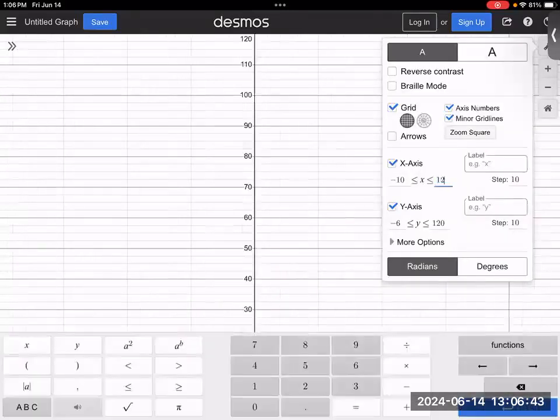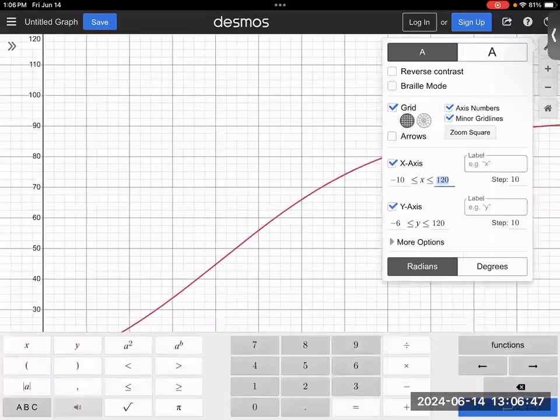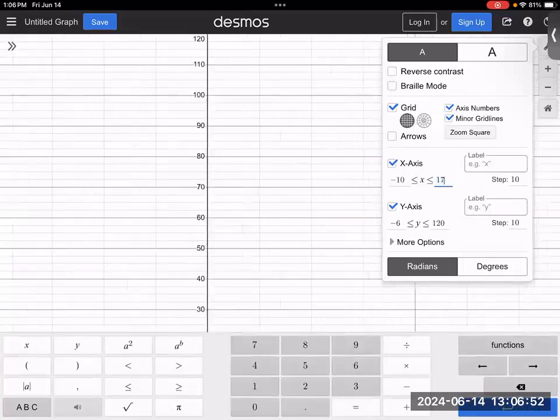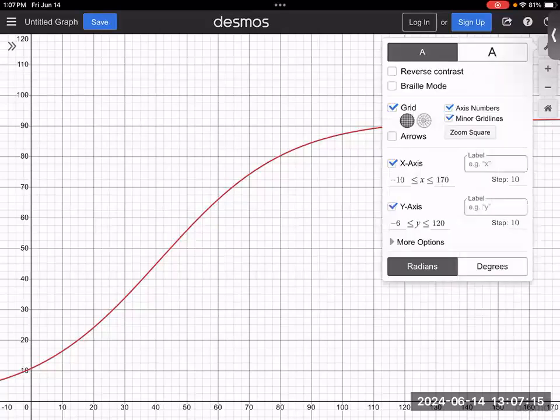One more. Let's also do 120 then. Okay, so we are seeing a little bit more. Let's do one more. 170. There you go. So right there, you can notice that you have the S shape. It's starting to flatten out as you go up. So I would say this one is an appropriate window. If you wanted to get a little bit lower or to the left a little bit more so that it's more in the center of your screen, that would be all right. But I think this would be a fantastic window.